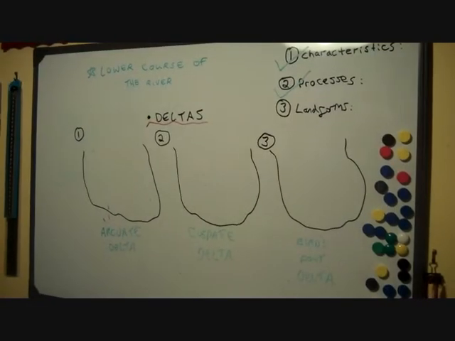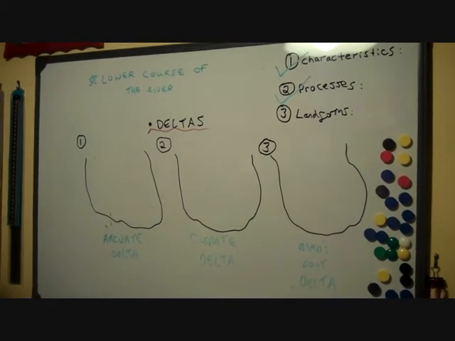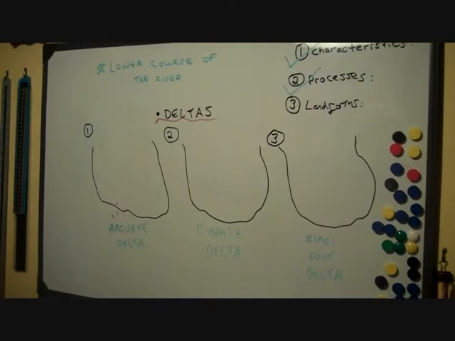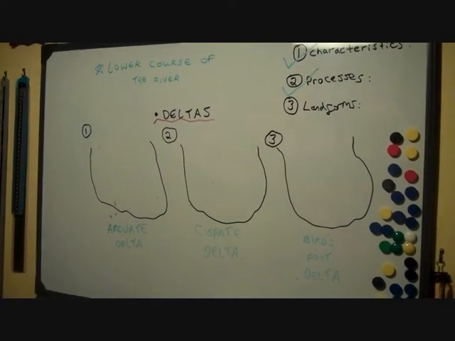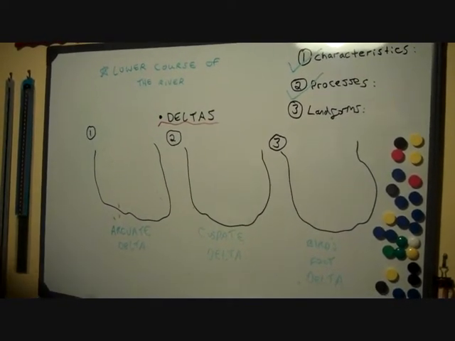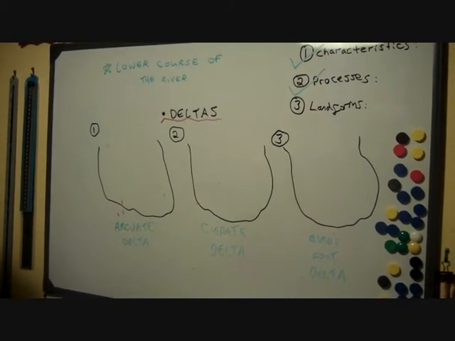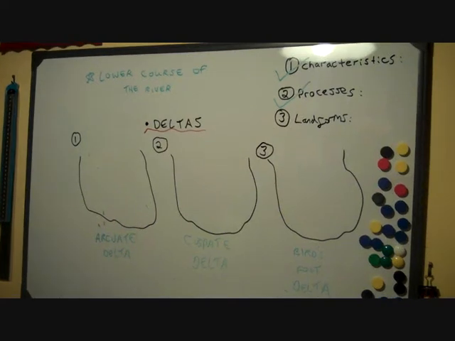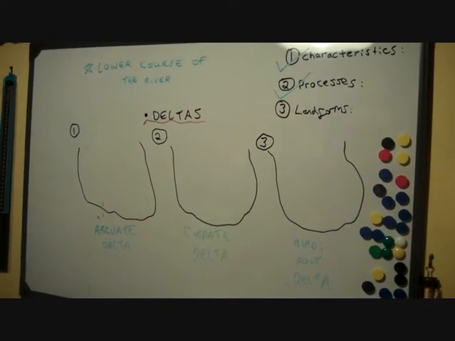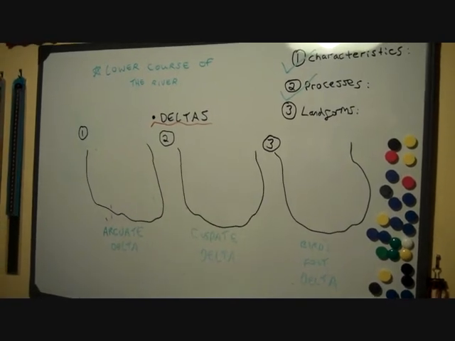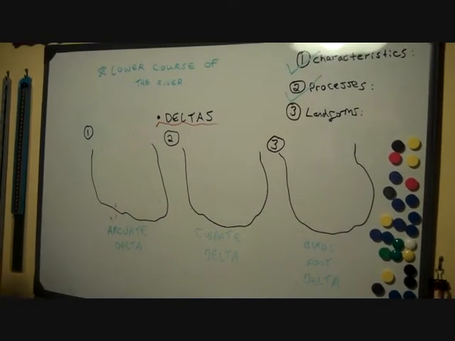The final type of landform at the lower course of the river that you're going to need to know for your GCSE is deltas. Now, deltas are quite tricky because there's several different types, but hopefully I can teach you them and then you can revise them later on. A bit of background on deltas. They're found at the mouth of rivers, and deltas are formed when the river deposits material faster than the sea can remove it. That's when the river deposits material faster than the sea can remove it.